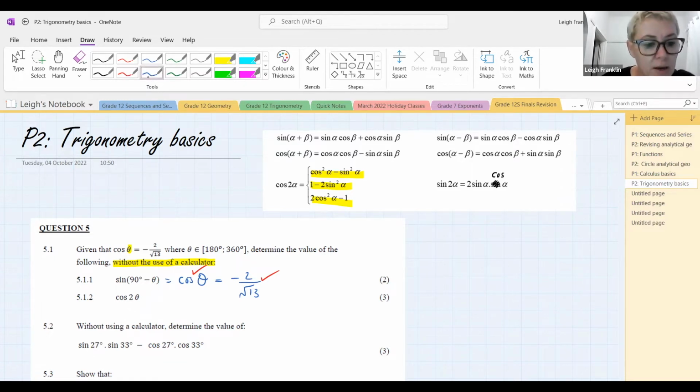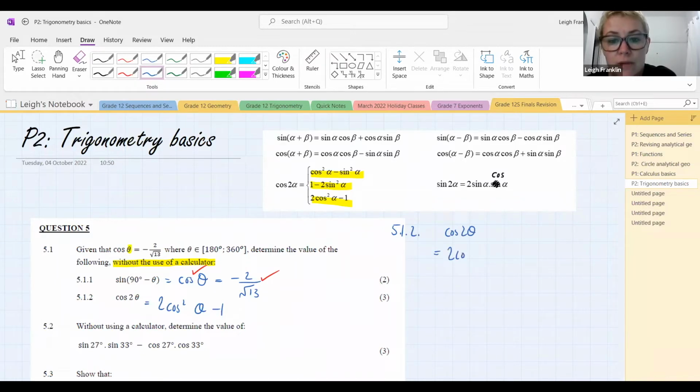Okay, so here we can write this as 2 cos squared theta minus 1. And now we can go ahead and sub in. Sorry, I should have actually probably set that out over here. It's a little bit better. Hold on a second. So we would have written cos 2 theta as 2 cos squared theta minus 1. And now we're going to go and sub in what cos theta is equal to. So in this case, negative 2 over root 13. They want us to square this.